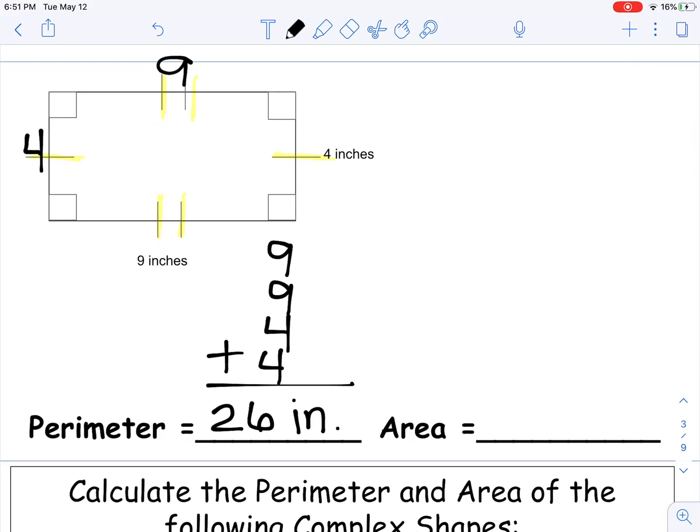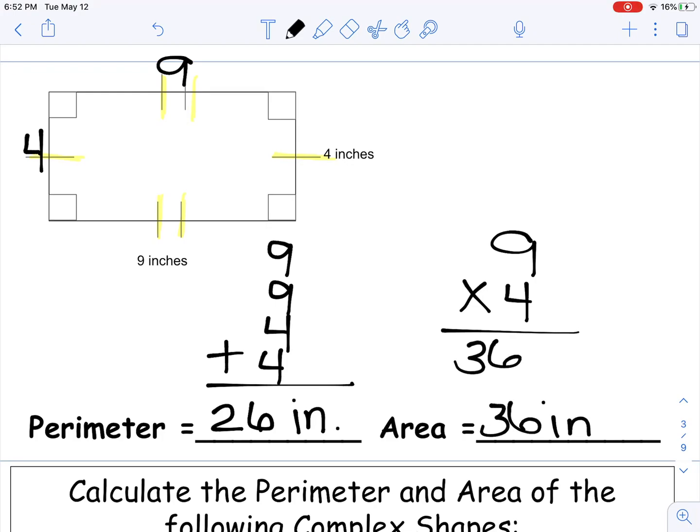Remember, perimeter is not squared, so don't put that 2 in your exponent. Area of a rectangle is length times width, so I'm going to take that 9 times 4, and this should be a math fact we're familiar with. 9 times 4 is 36, so my area is going to be 36 inches. And again, since we multiplied 2 dimensions, we're going to put that 2 for our exponent, inches squared.